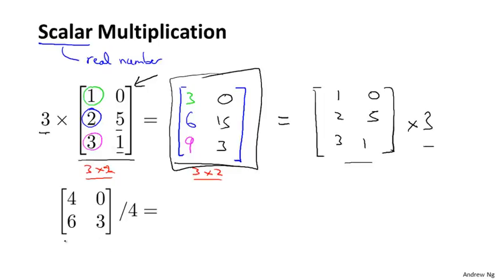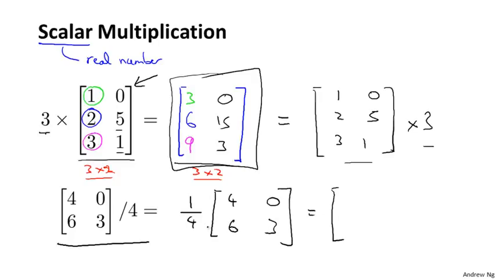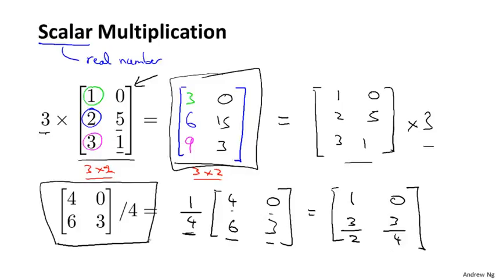You can also take a matrix and divide it by a number. Taking this matrix and dividing it by 4 is actually the same as taking the number 1/4 and multiplying it by this matrix, 4, 0, 6, 3. The result of this product is 1/4 times 4 is 1, 1/4 times 0 is 0, 1/4 times 6 is 3 halves, since 6 over 4 is 3 halves, and 1/4 times 3 is 3/4. And so that's the result of computing this matrix divided by 4.